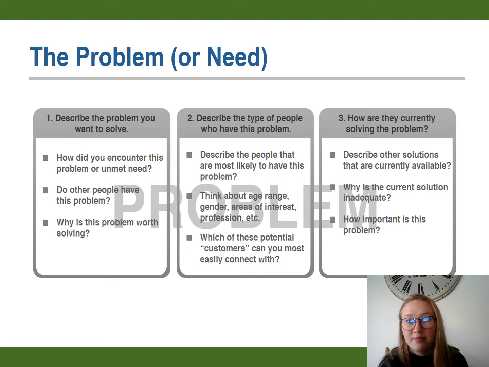Let's take a look at the problem section of the Canvas and answer some of the questions in each box based on the idea of a coffee shop. The questions in box 1 will help you describe the problem or need you want to solve. When we start talking to entrepreneurs about identifying the need that their business solves, sometimes we hear something like, "We don't have a coffee shop and we need one." It's important to remember, though, that just because a business doesn't exist in a community, that doesn't mean that it's needed or that there's a demand for it or that it solves a problem for potential customers.